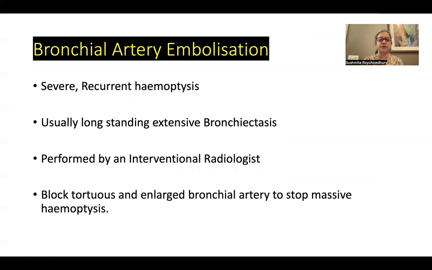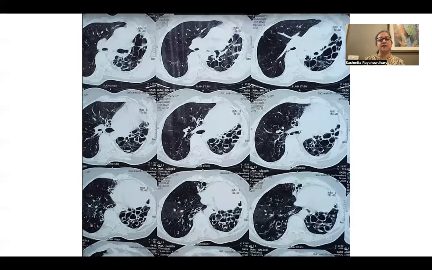Let's talk about some of the invasive procedures which are life-saving, which are not done by a pulmonologist alone, but by our radiology or cardiology colleagues, who help us in severe recurrent hemoptysis, usually in patients with long-standing extensive bronchiectasis. What does bronchial artery embolization do? We block the tortuous and enlarged bronchial arteries where there is extensive bronchiectasis and it is not in the purview of a surgeon. This can stop massive hemoptysis, and it can sometimes be life-saving.